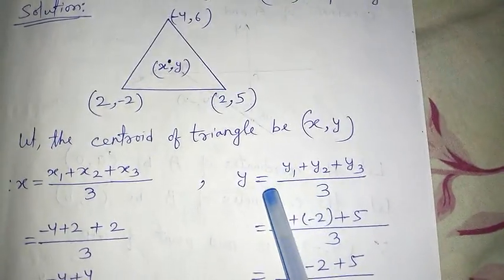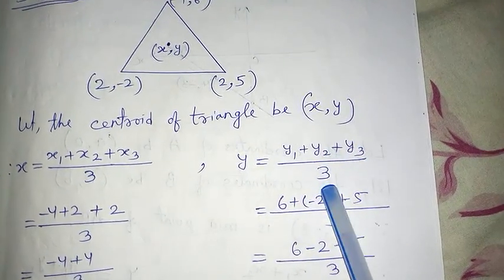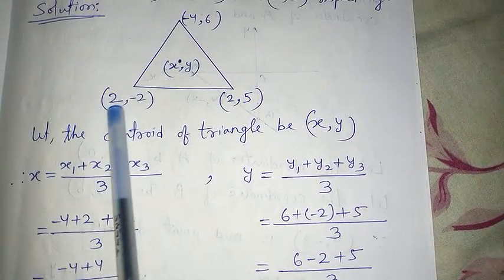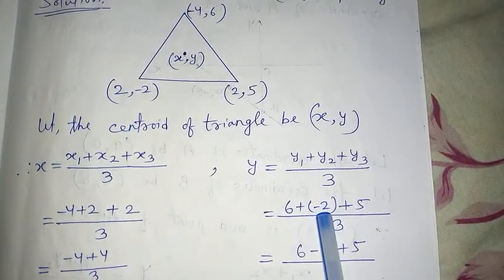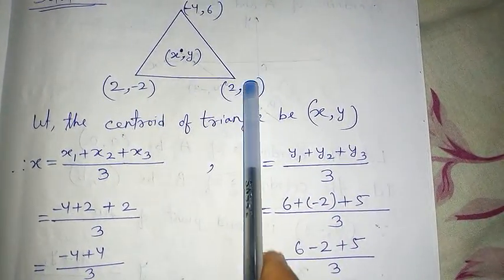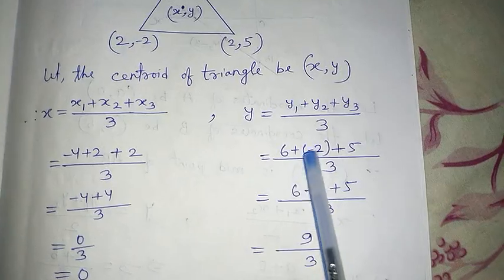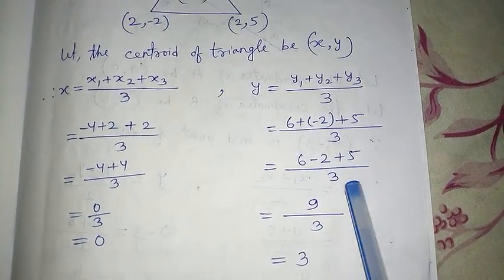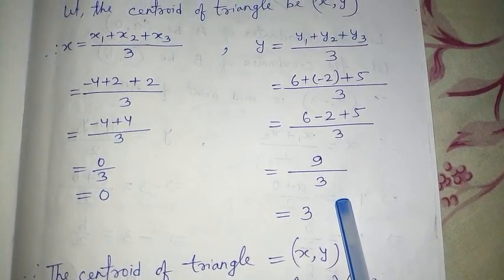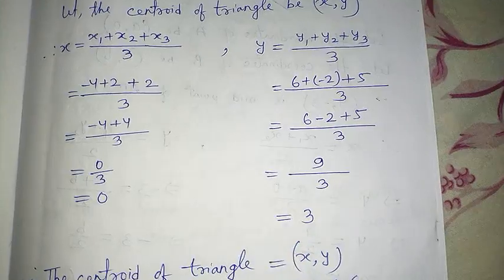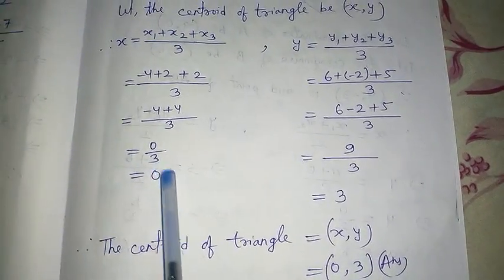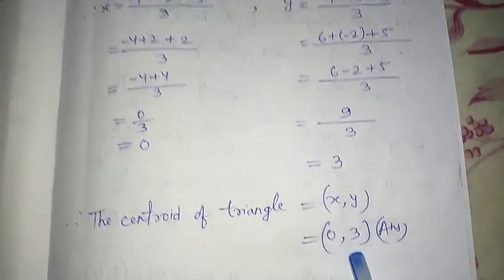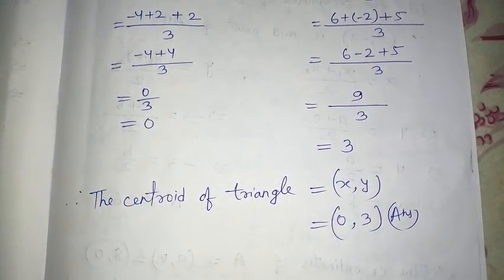Next, when I take y equal to y1 plus y2 plus y3 by 3, then y is here, and here I have to take 6 plus minus 2 plus 5 second, and while opening the bracket 6, this becomes minus 2 plus 5 by 3, that is 9 by 3. 9 by 3 means 3 only. So my centroid of triangle is x comma y, value of x is 0, value of y is 3. 0 comma 3 is my answer.